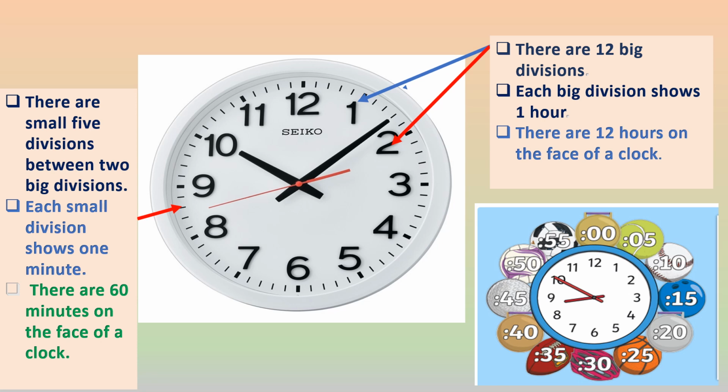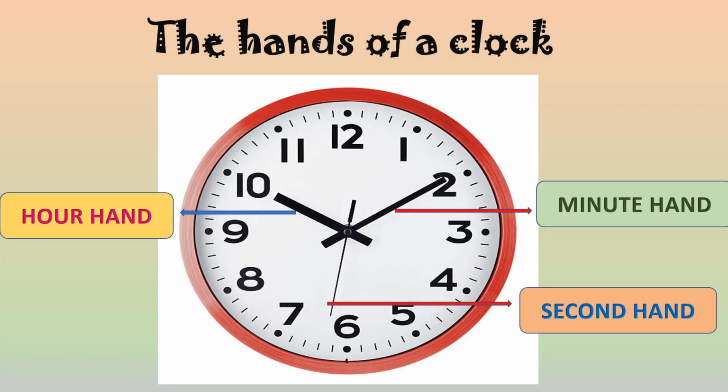There are 5 small divisions between 2 big divisions. Each small division shows 1 minute. There are 60 minutes on the face of a clock. A clock has 3 hands: hour hand, minute hand, and the second hand.